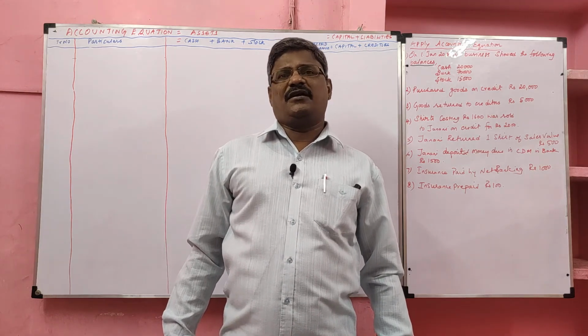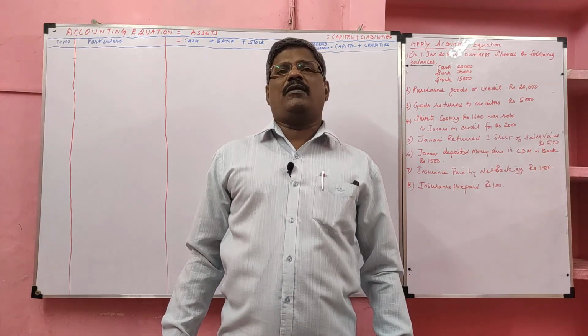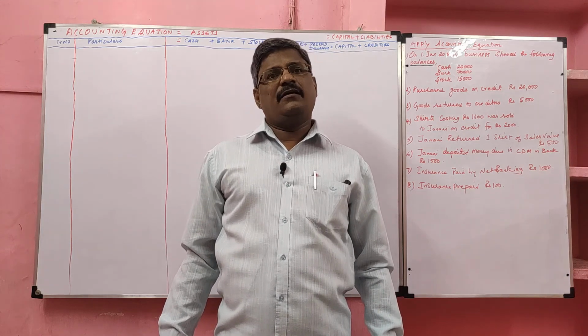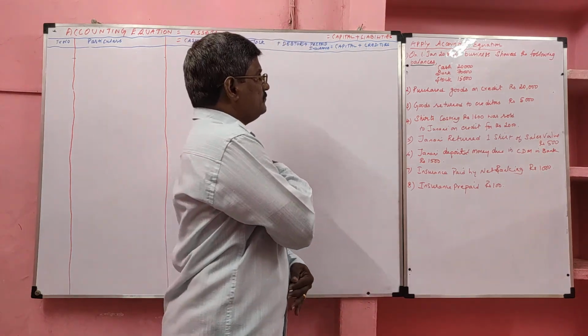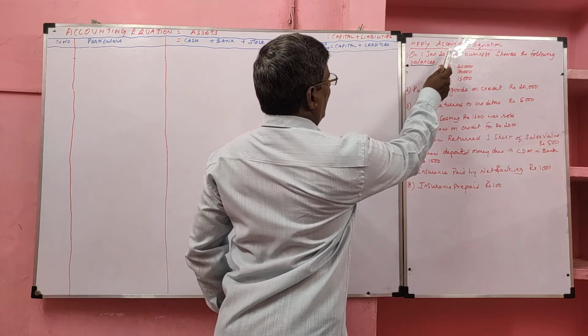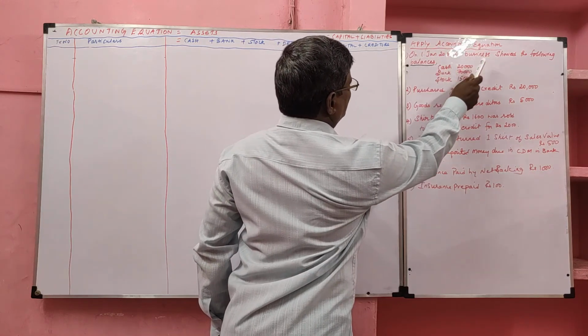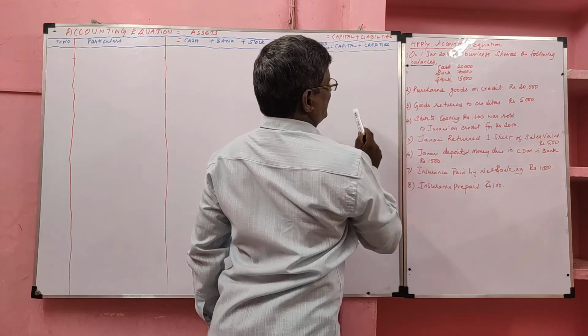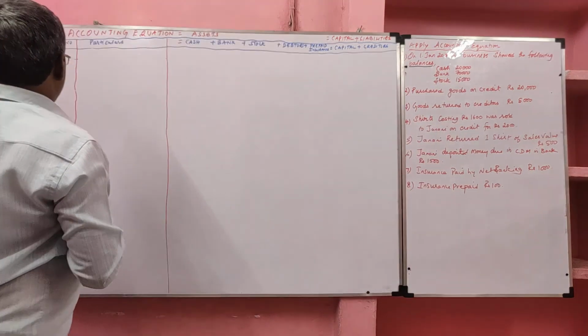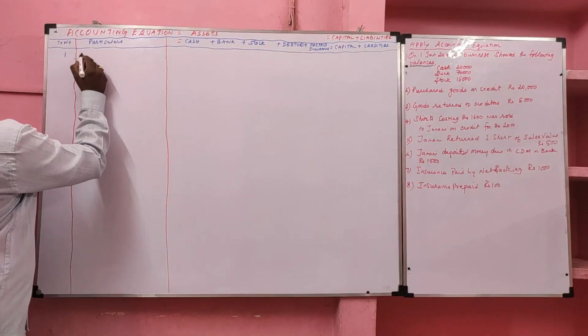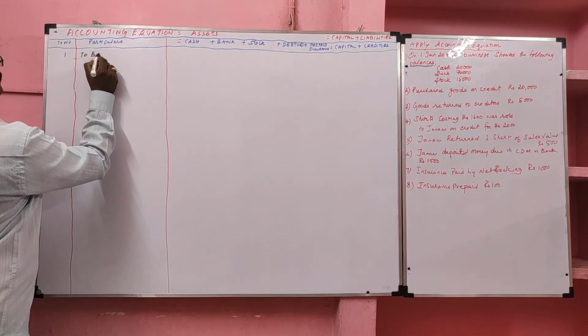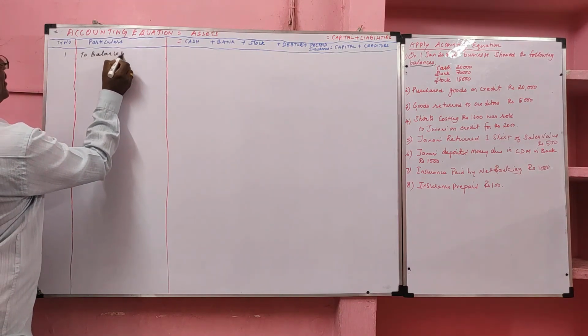Students, today we are going to learn accounting equation problem 3. Let me see the problem. Apply accounting equation. On 1st January 2018, the business showed the following balances. So balances are given. So transaction 1. When balances are given, we should write to balance BD.